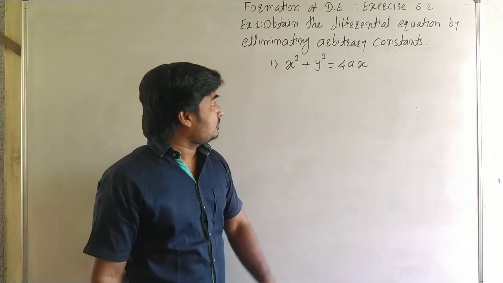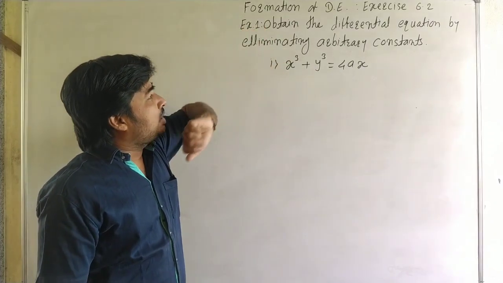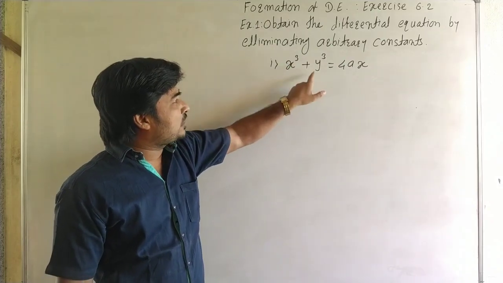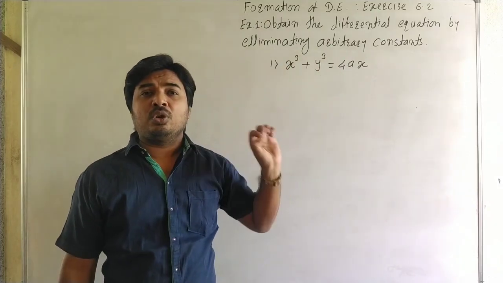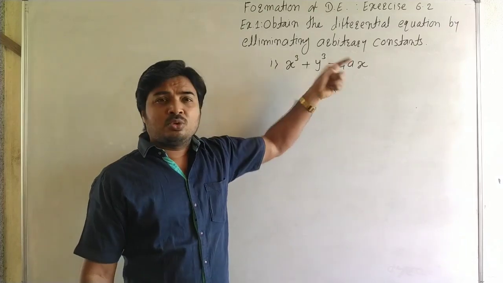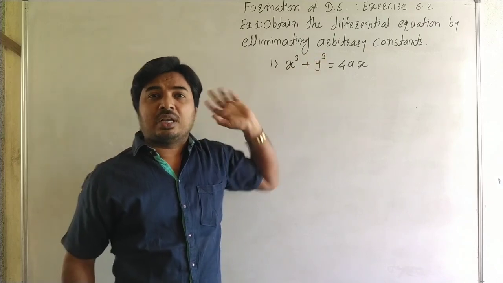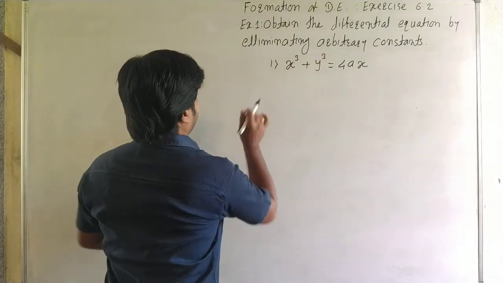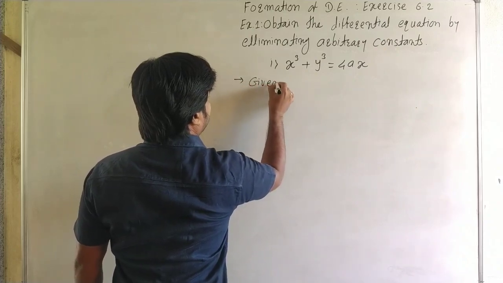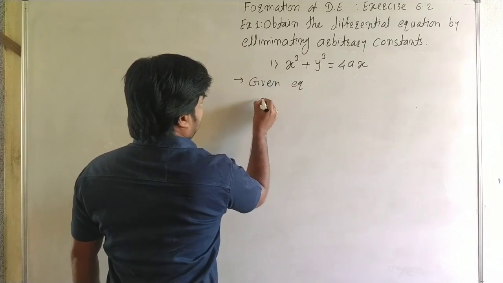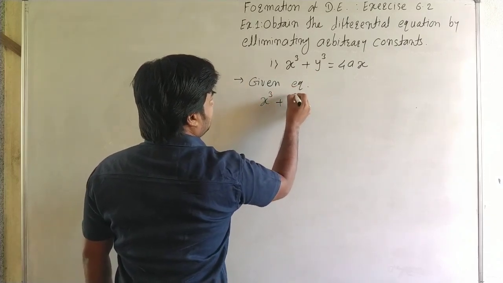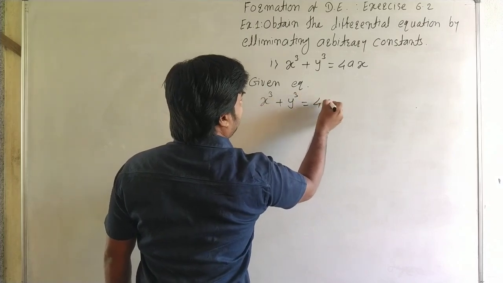Now here the question is, obtain the differential equation by eliminating the arbitrary constant. Here the relation is x cube plus y cube is equal to 4ax. Here in 4a, a is an arbitrary constant, it is one arbitrary constant, so we differentiate this equation one time. Now the given equation is x cube plus y cube is equal to 4ax.